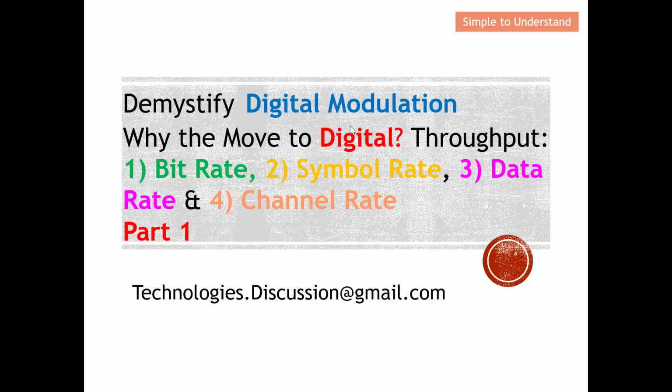The next portion of my discussion will be on the throughput. How can we describe the throughput using bit rate, using symbol rate or baud rate, and also data rate, and last but not least, channel rate. This is how we can describe the throughput. But the throughput is still the same. It's how we express the throughput in different forms, as you can see from here. This will be the part one of the series discussion on digital modulation.